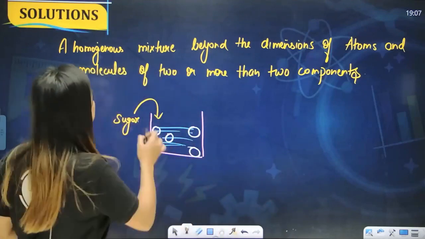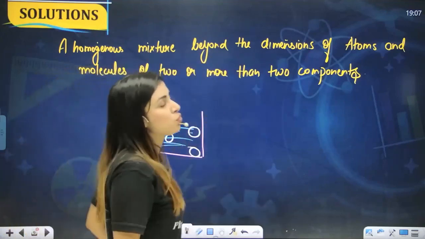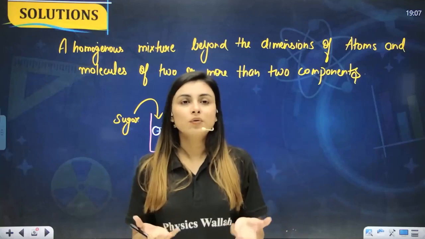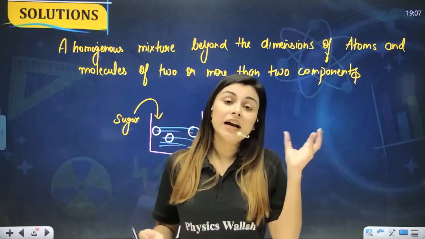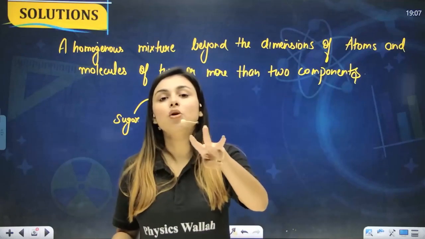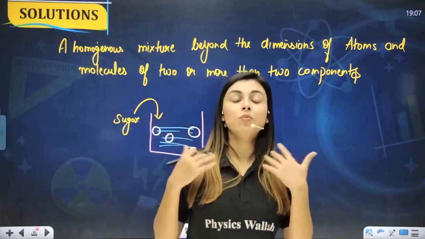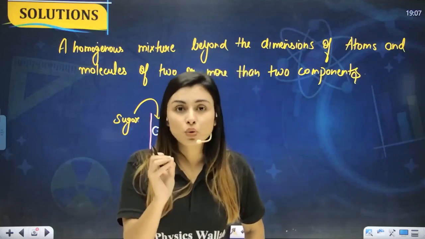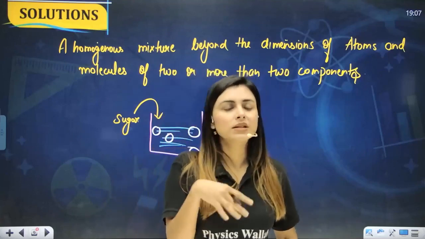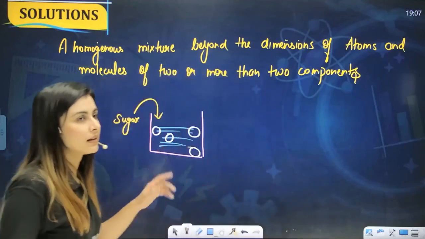Now, the next line says it is a mixture beyond the dimensions of atoms and molecules of two or more than two components. In a sugar solution, you have sugar and water, so it was a solution of two components. But if I add salt into this solution and mix it, it is still a solution. Now it has three components: water, sugar, and salt. So a solution can have more than two components. It should have a minimum of two components. A solution cannot be of only one component. It has a minimum of two components, and a maximum of any number of components. I hope this is clear. Please write it and then we'll move forward.